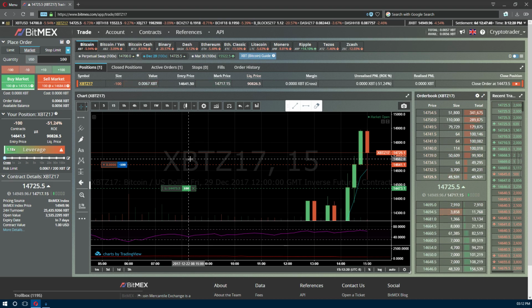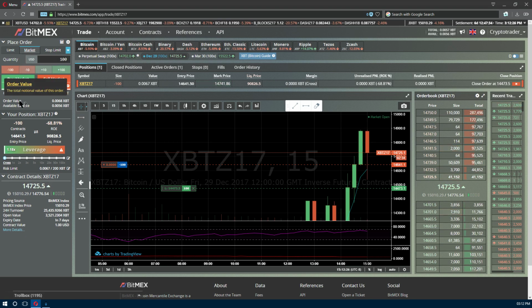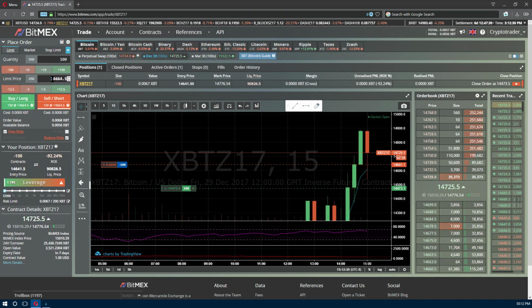They flipped something. They flipped it around. They flipped the switch on something. So if I do a limit, this may be the only option to do a limit. Sell. I wish they had something that said limit close.